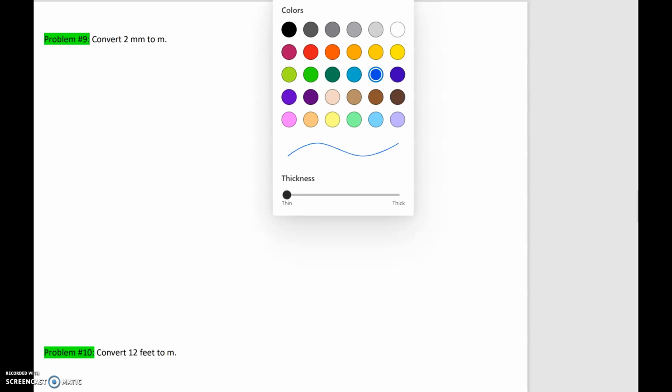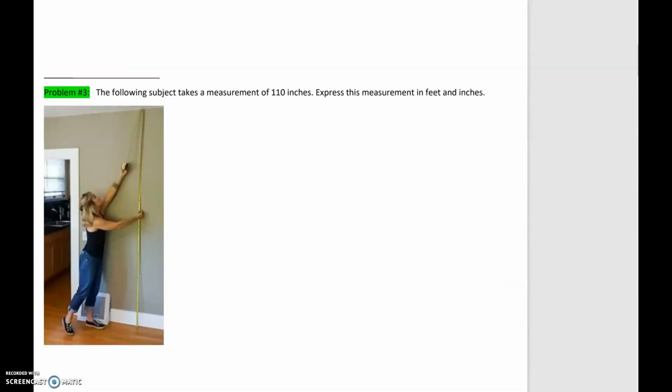Hi class, let's take a look at example 9. And they want us to change millimeters to meters. So let me start with a fraction of 2 mm, and let me jump to the actual conversion.